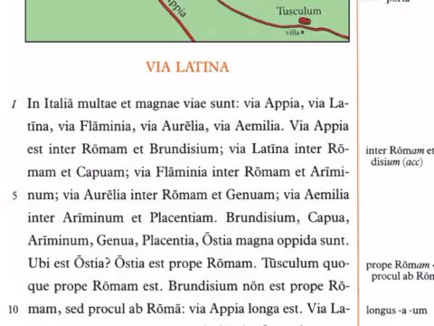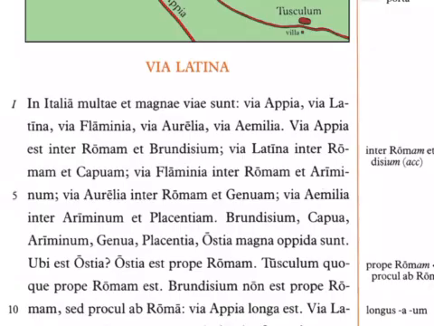Via Latina. In Italia, multae et magnae viae sunt. There are many and big roads. Via Appia, Via Latina, Via Flaminia, Via Aurelia, Via Aemilia. The Appian way, the Latin way, the Flaminian way, Aurelian way, the Aemilian way. Via Appia est inter Romam et Brundisium. The Via Appia is between Rome and Brundisium.